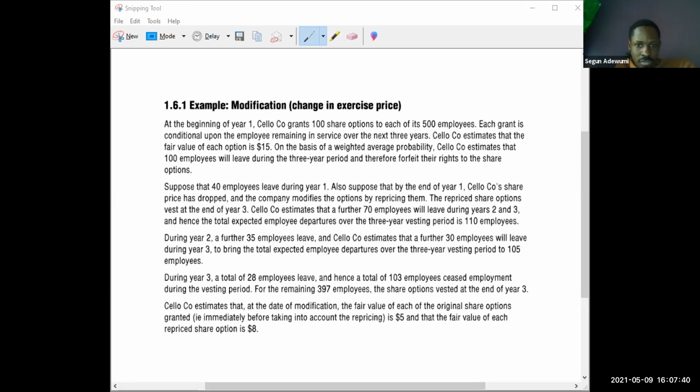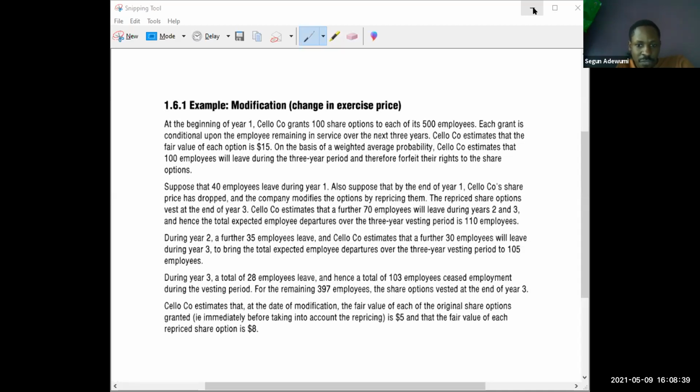Okay, modification, change in exercise price. At the beginning of year one, Celloco grants 100 share options to each of its 500 employees. Each grant is conditional upon the employee remaining in service over the next 3 years. Celloco estimates that the fair value of each option is $15. On the basis of weighted average probability, Celloco estimates that 100 employees will leave during the 3-year period, and therefore forfeit their rights to the share options. Suppose that 40 employees leave during year one. Also suppose that by the end of year one, Celloco's share price has dropped, and the company modifies the options by repricing them. The repriced share options vest at the end of year three.